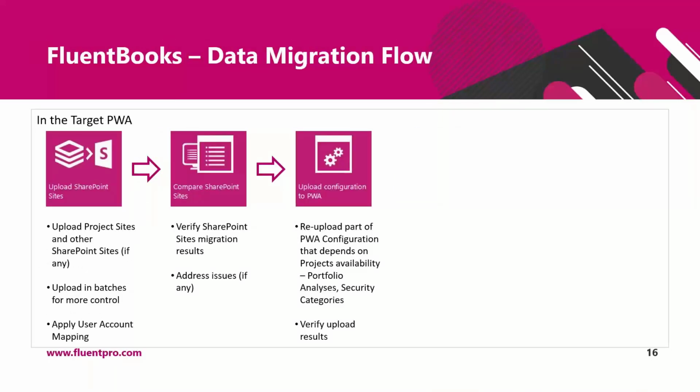This sequence of steps will be performed during the test migration and during production migration. During remigration of modifications, some of the steps will be skipped. For example, if you already have a PWA configuration in your production PWA and there were no modifications introduced to it during production migration, then PWA configuration does not need to be remigrated. Only projects and project sites that received modifications will be remigrated.